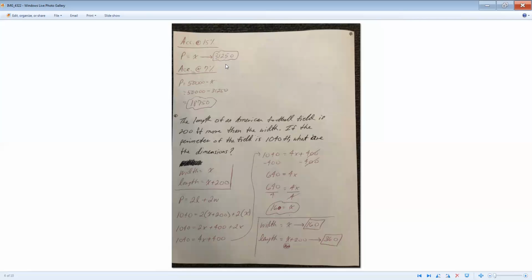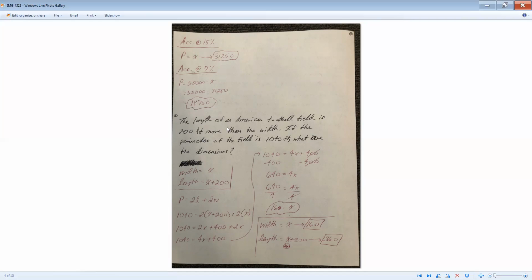To finish off the problem, we know that X was equal to 31,250. That's what's in the 15% account. Then we subtract that from 50,000, that would be 18,750, which would be the account with the 7% interest rate.